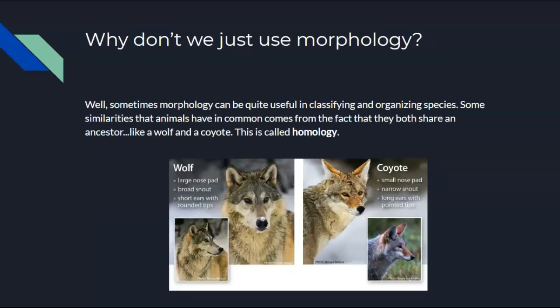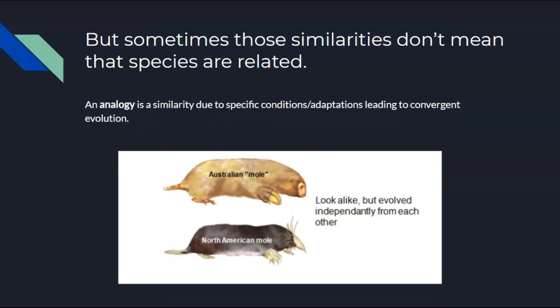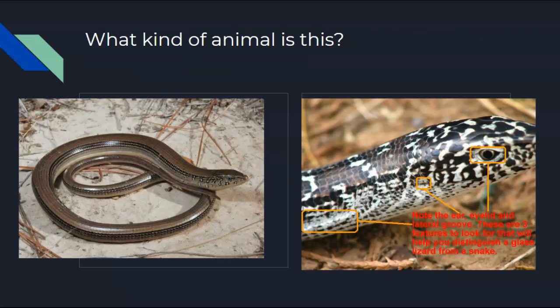There's a reason why we don't just use features, and that's that features can be deceiving. Wolves and coyotes look very, very similar, but they're a lot more distantly related than you would probably guess based off of just looking at them, through analyzing their DNA. Same thing here. We've got two different types of moles, but they both evolved independently because they were in similar environments. If you were to look at these guys, you would probably put them on the same branch of a tree, but they're actually going to be way further apart than that.